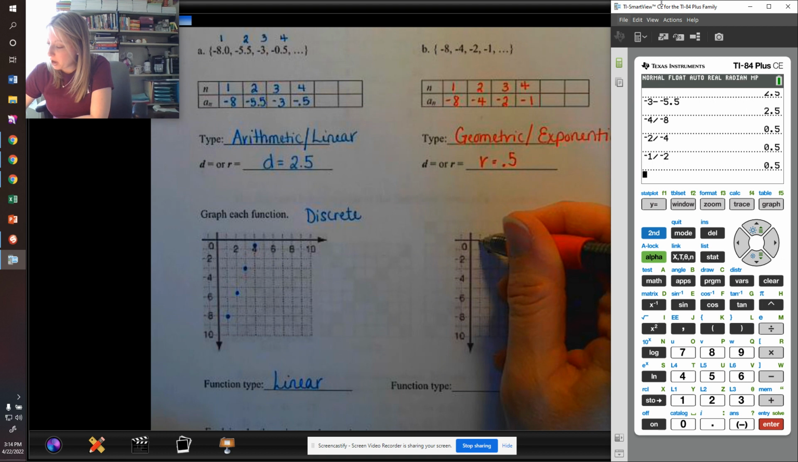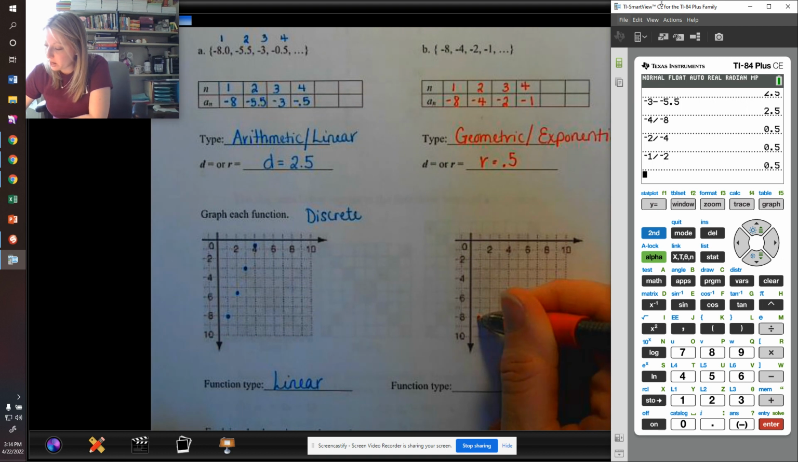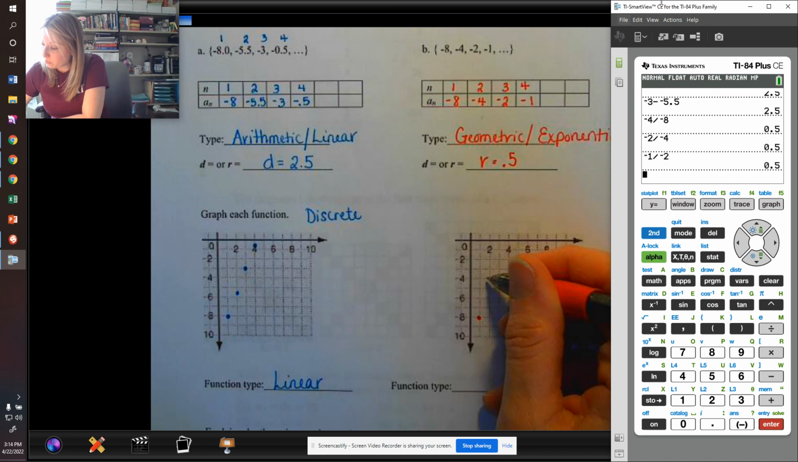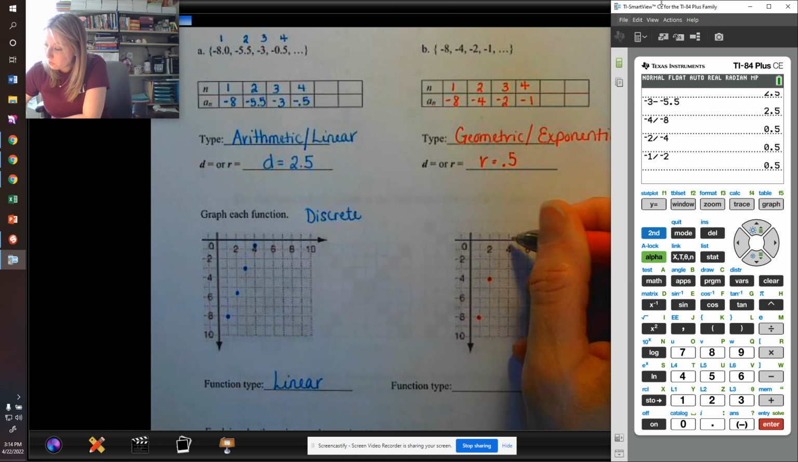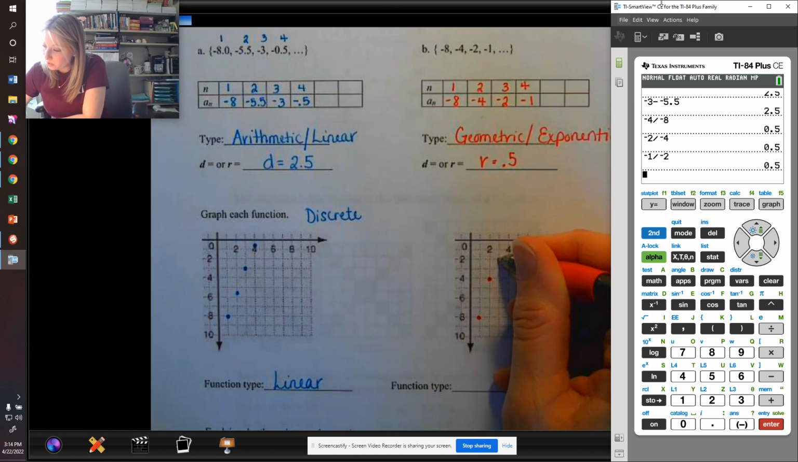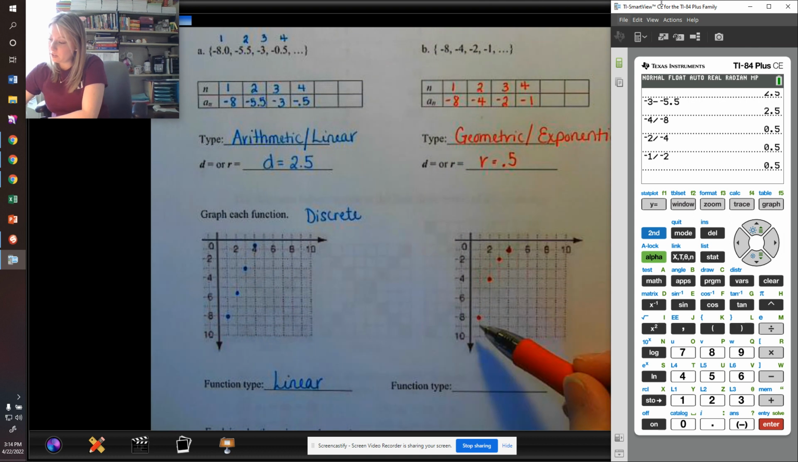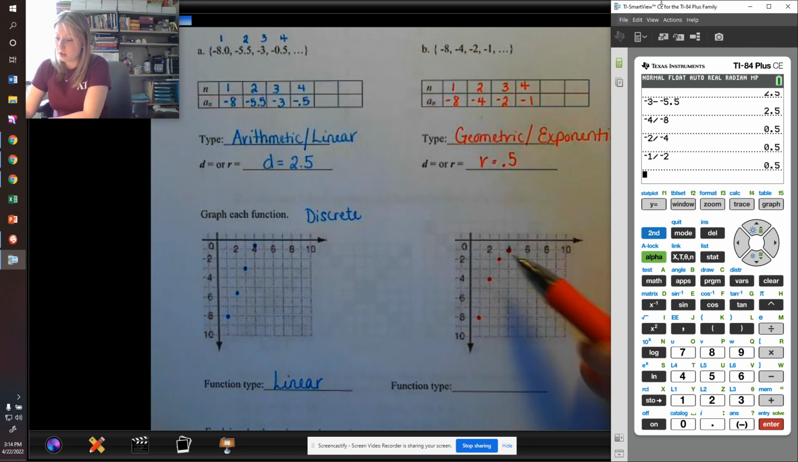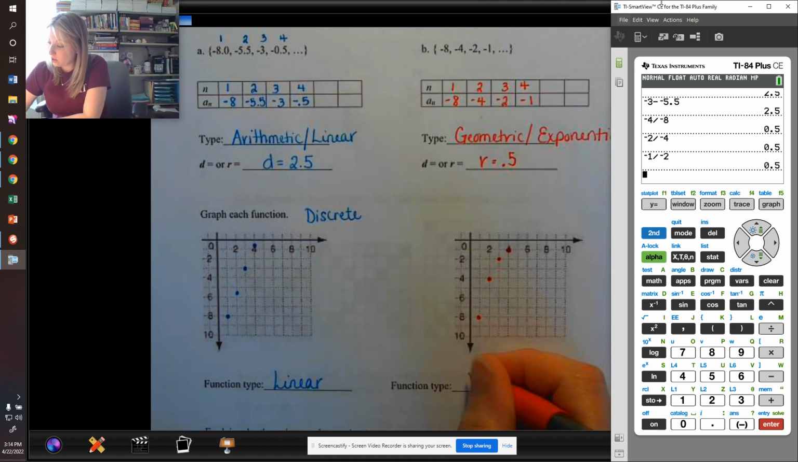So 1 down to -8, same start. But now you'll see 2 down to -4, 3 down to -2, and 4 down to -1. So you really can see the curving nature versus the linear nature. And that would be the exponential.